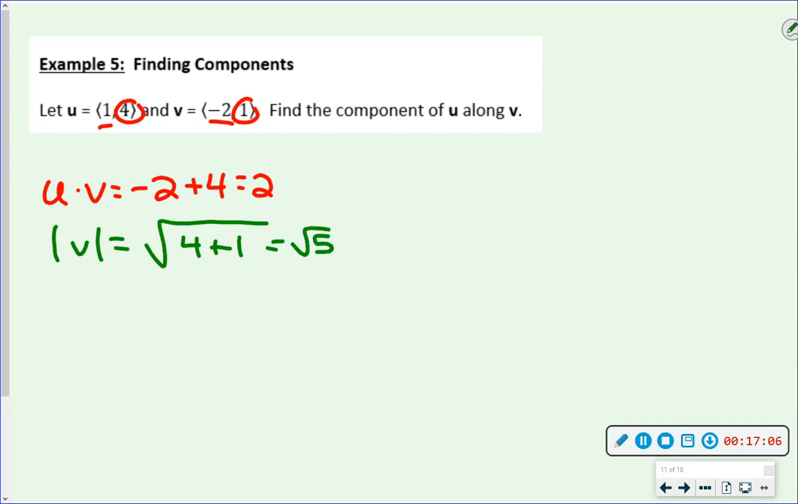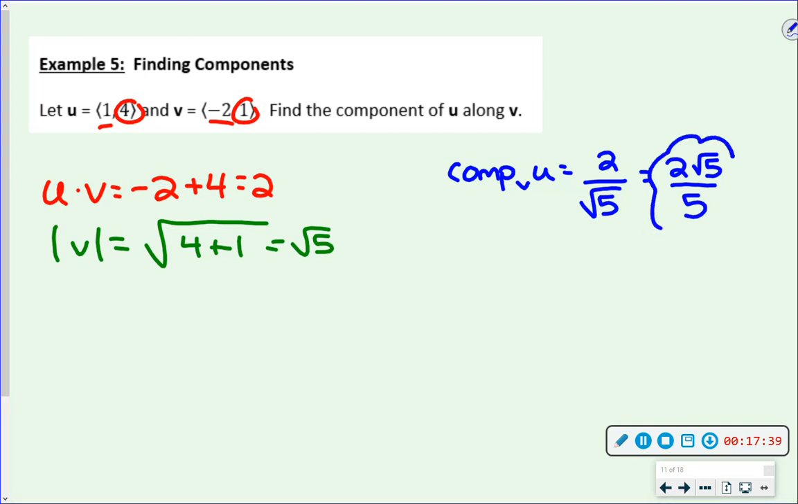Okay. And then to do my final answer, of course, it's just the quotient. I'm just going to divide those two answers. And I might have to do a little simplifying, of course. So I'm going to put my answer, and then of course you've got the VU. So the dot product on top, magnitude of V on the bottom, and last but not least, we should always rationalize our denominator. So I'm going to make it 2 root 5 over 5.